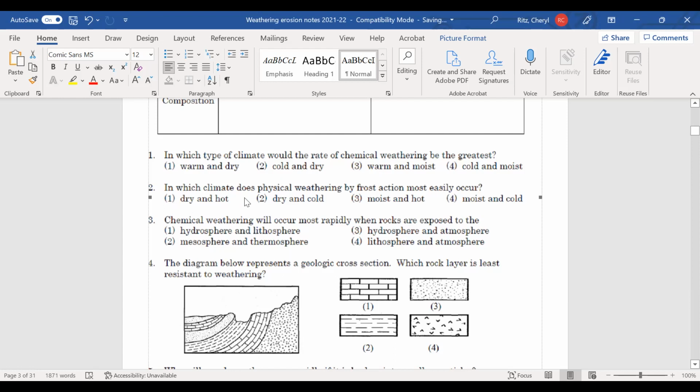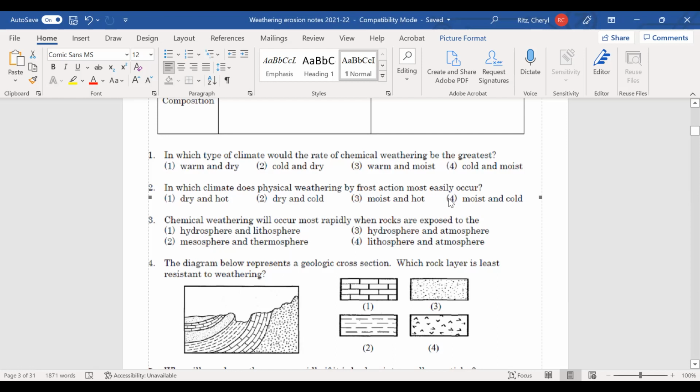Number 2, in which climate does physical weathering by frost action most likely occur? Again, right off the top of page 3, physical weathering happens most in cold, moist climate. So they're reversed, but moist and cold is answer 4.